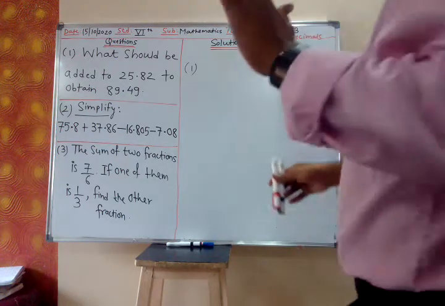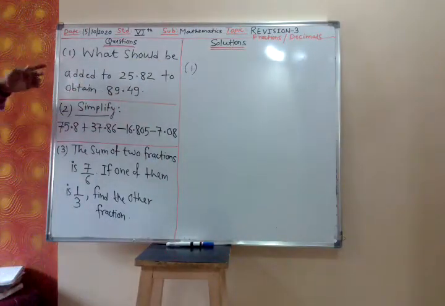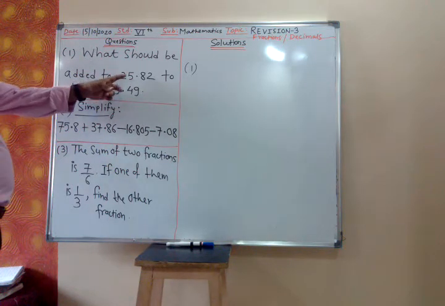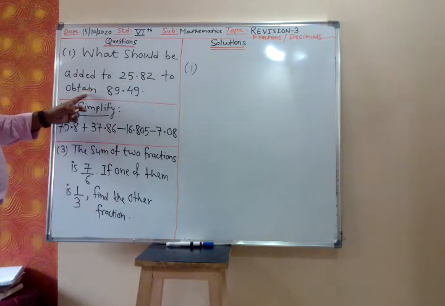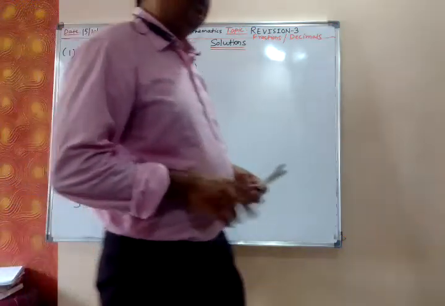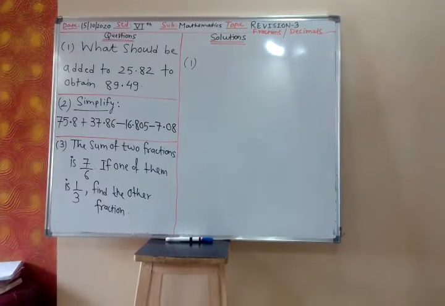No, only question number 1 you write. Question number 1. Then we write the solution of 1. What should be added to 25.82 to obtain 89.59? One question. Only one question you write. All of you write question number 1.